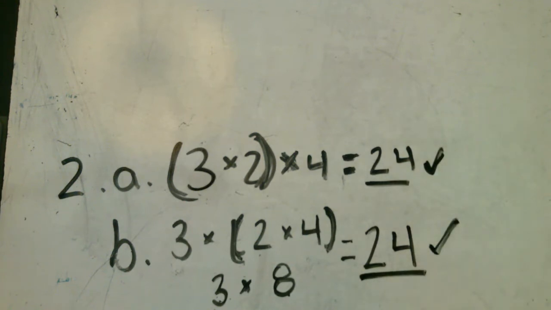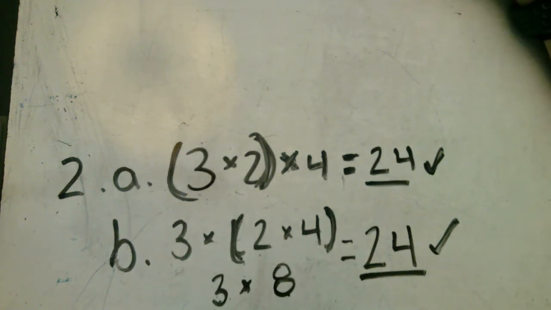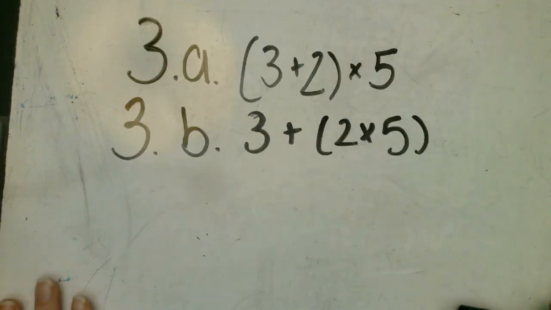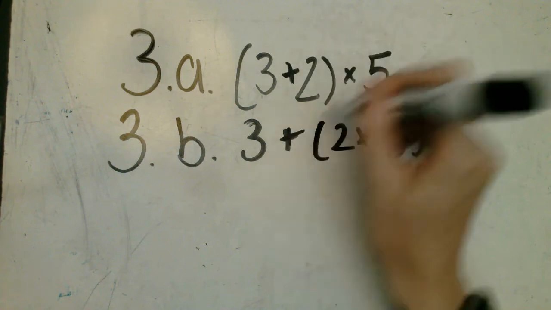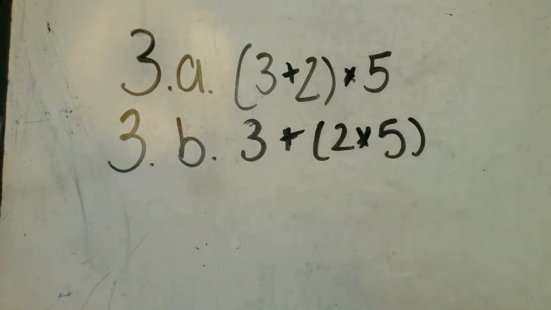Now, what happens if we change it and we have more than one operation in our problem? We just did an all addition problem and changed the position of the parentheses, and an all multiplication problem. Let's see what happens when we use 2 operations. For these 2 problems, we have an addition and a multiplication operation in each of them. Let's see if we get the same answer like we did in the other problems.